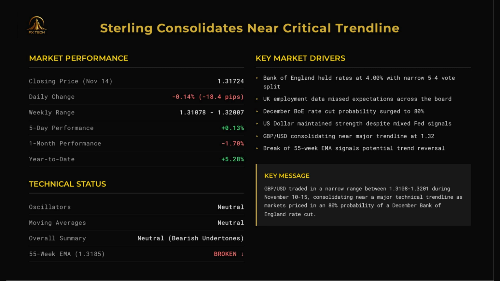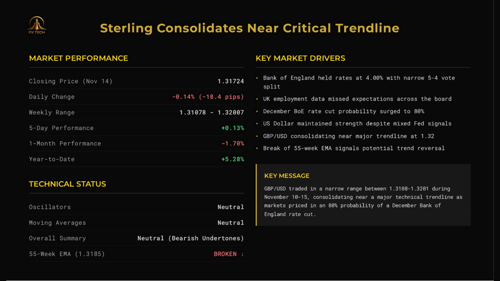Sterling traded in a remarkably narrow range during this period, oscillating between 1.3108 and 1.3201. The pair closed at 1.31724 on November 14th, down 0.14% or 18.4 pips on the day. While the 5-day performance showed a modest gain of 0.13%, the 1-month picture reveals weakness with a 1.70% decline. Year-to-date, GBP USD remains positive at plus 5.28%.